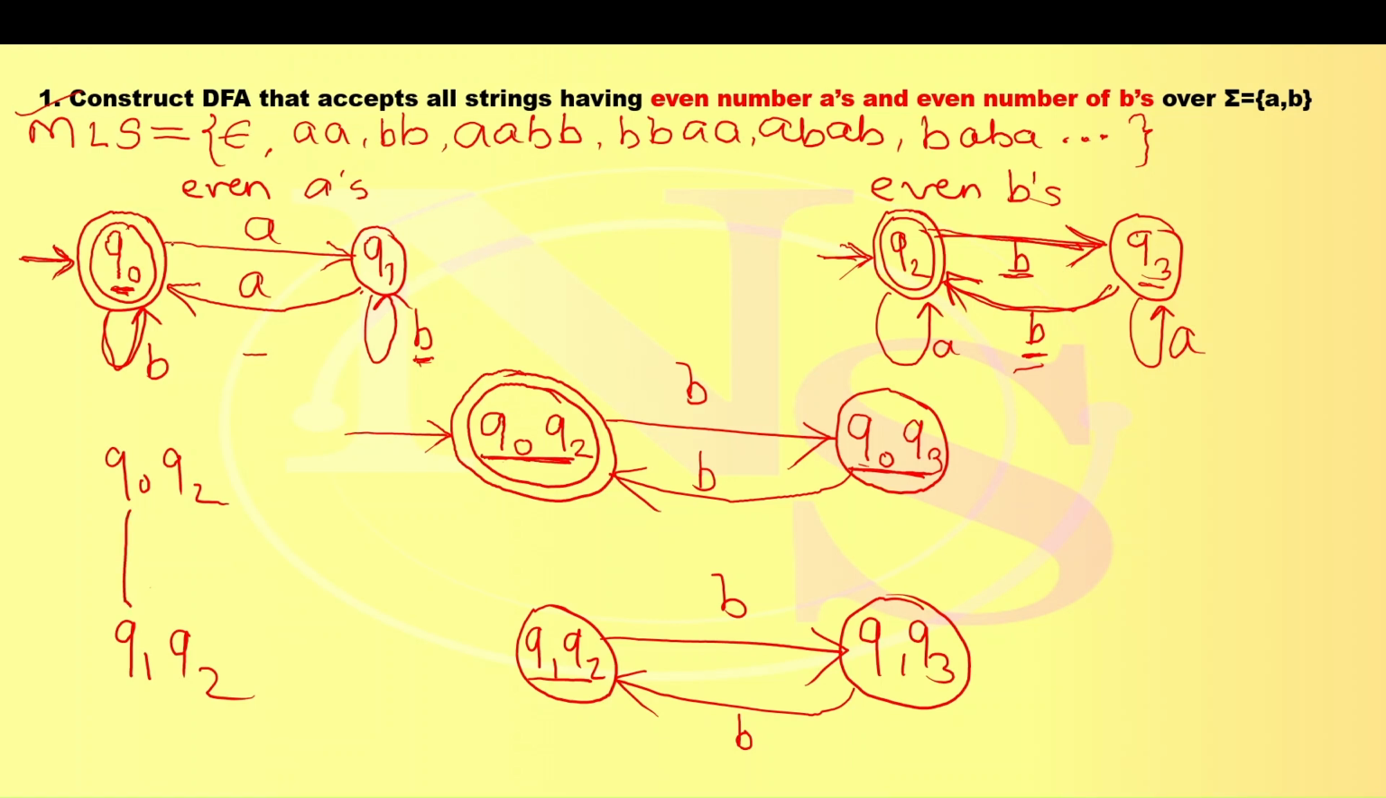Q0 to Q1, what's the transition? It's a transition for A. Q2 to Q2, what's the transition? It's a self loop for A. So there will be transition for A. Similarly, if you find out Q1 to Q0, it's a transition for A. So there will be transition for A.